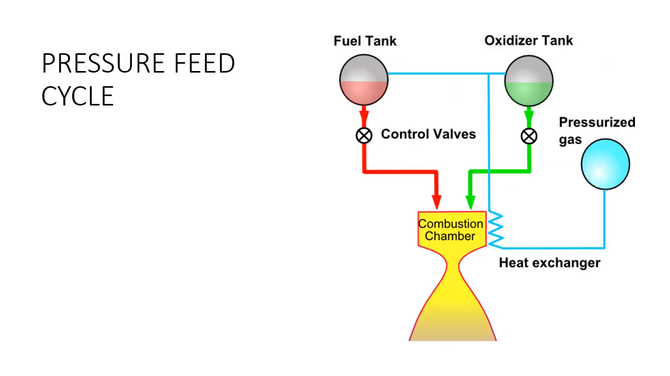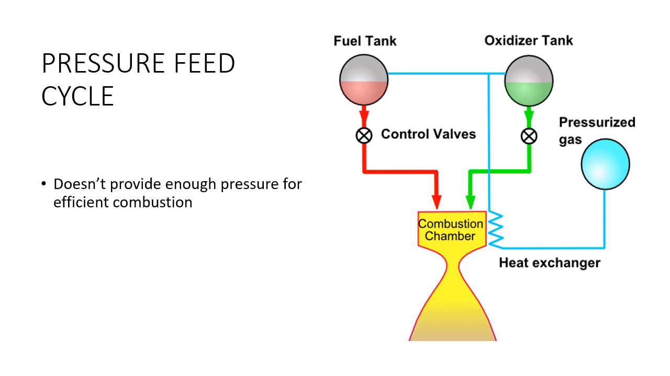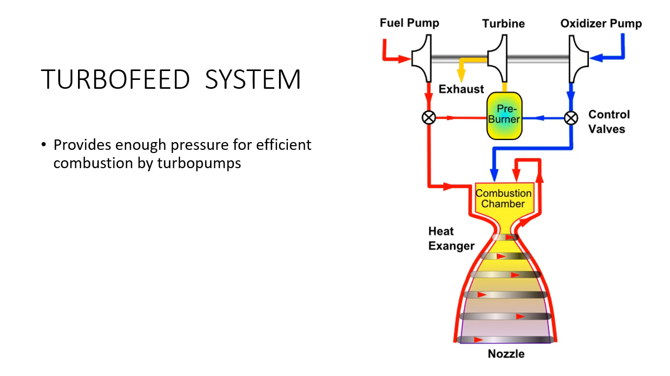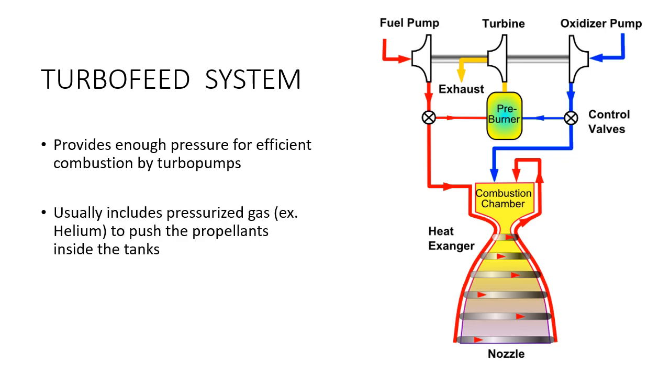Although the pressure-fed cycle is cheap and easy to start, it has some disadvantages. For example, it does not provide enough pressure for efficient combustion and constant flow. On the other hand, turbo-fed systems provide enough pressure and constant flow for efficient combustion. And they usually include pressurized gases like helium to push the propellants inside the tanks. That is why most rockets use the turbo-fed system.